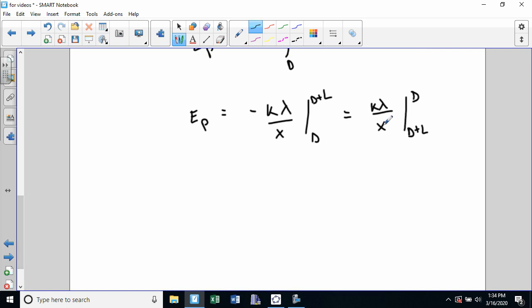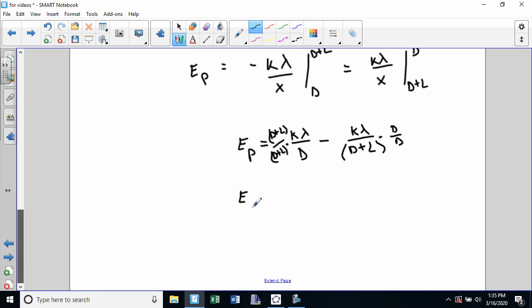So let's go ahead and evaluate this integral at d and then at d plus L. So the electric field at point P is equal to k lambda over d minus k lambda over d plus L. And I'd really like it if those denominators matched. So I'm going to go ahead and multiply by 1, a very clever 1. Over here I'm going to do d plus L over d plus L. Over here I'm going to multiply by d over d. And now finally my denominators match.